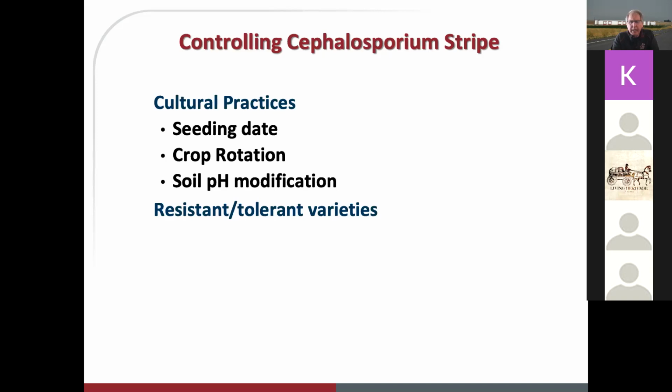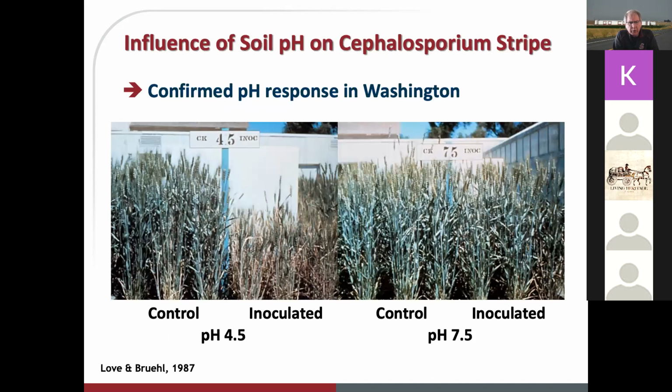So I want to just show you an illustration here of this soil pH effect that I was talking about. This is an experiment that was done many years ago in some raised soil beds by a former student in our department. Basically, they took field soil that was about 5.7 pH, and they lowered it to 4.5, and they raised it to 7.5. So there was 4.5, 5.5, 6.5, 7.5. I'm just showing you the extremes here. Then they planted a susceptible variety and inoculated 3 rows and left 3 rows uninoculated.